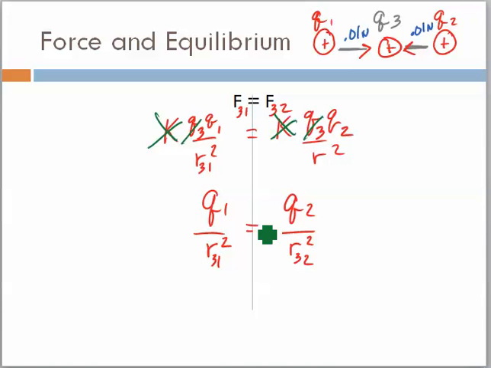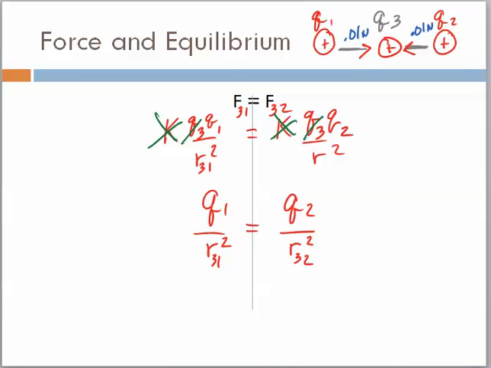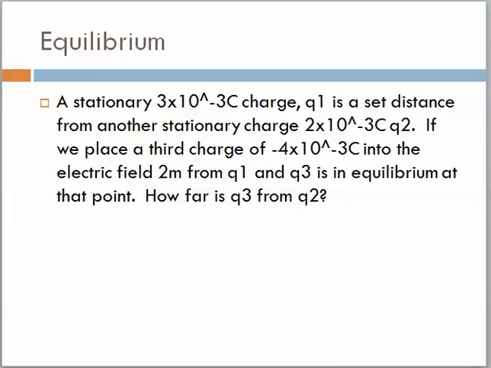So what we're looking at here is that we have 4 variables, and 3 of these variables have to be supplied to us. As long as 3 of them are supplied to us, we can always solve for the 4th one. So let's look at our first example here.